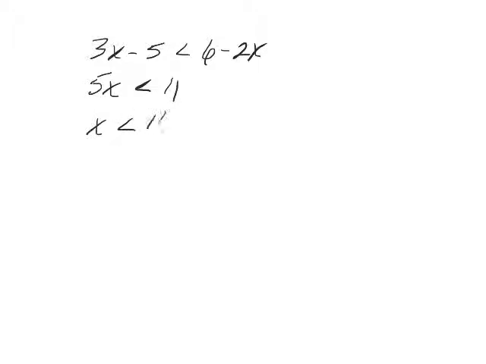So let's go ahead and get started with an example. So real fast and easy, 3x minus 5 is less than 6 minus 2x. You solve this as if this were an equal sign. So we add the 2x, we move the negative 5 over, and we divide by 5, and we're done.